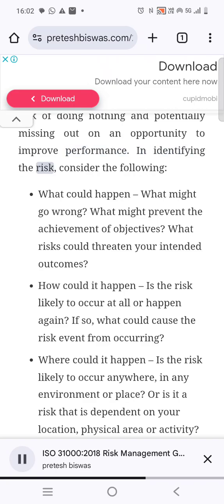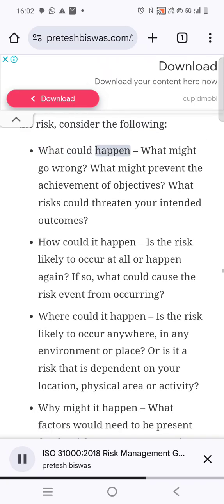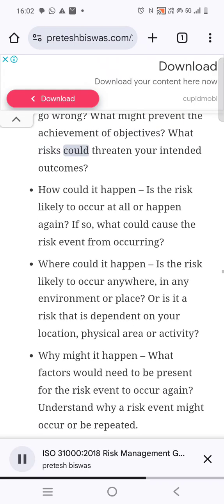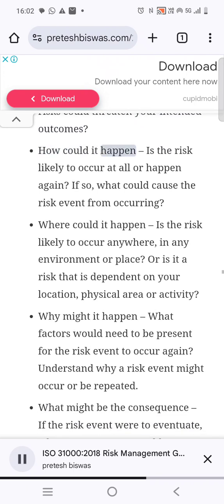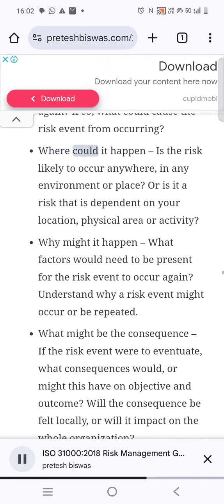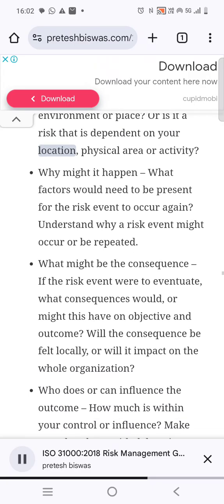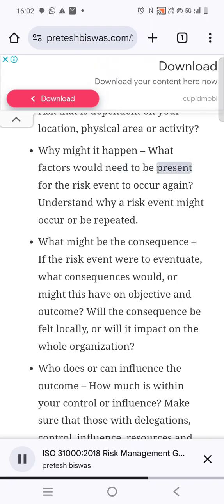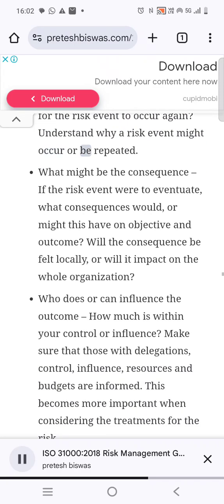In identifying the risk, consider the following. What could happen? What might go wrong? What might prevent the achievement of objectives? What risks could threaten your intended outcomes? How could it happen? Is the risk likely to occur at all or happen again? If so, what could cause the risk event to occur? Where could it happen? Is the risk likely to occur anywhere, in any environment or place? Or is it a risk that is dependent on your location, physical area, or activity? Why might it happen? What factors would need to be present for the risk event to occur again? Understand why a risk event might occur or be repeated.